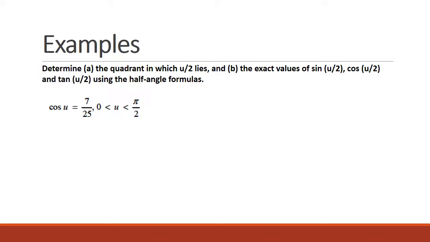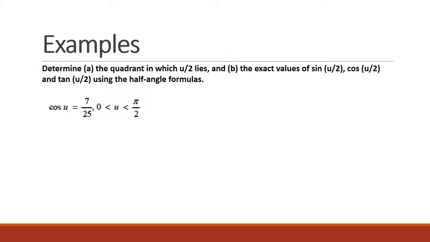All right, this time we need to figure out the quadrant that u over 2 lies in, and we also want the exact values of sine of u over 2, cosine of u over 2, and tangent of u over 2. All right, so what you want to do again is create a triangle. It's going to be in the first quadrant, using the fact that the cosine is 7 over 25, find the missing side. Use the half angle formulas.